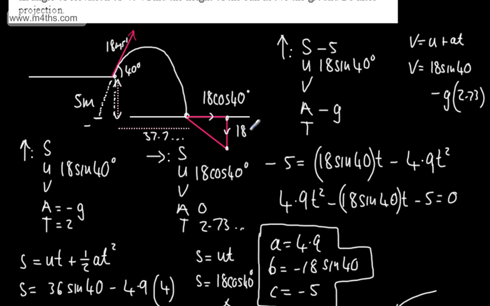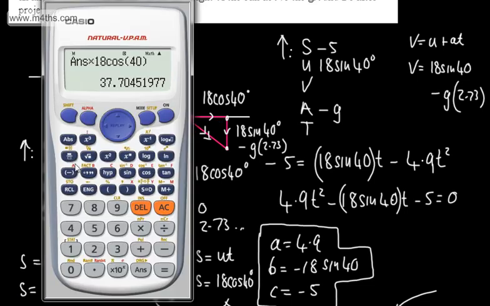So this is going to be 18 sine of 40 degrees minus g multiplied by our 2.73, and so on and so forth. Using basic Pythagoras, this one squared plus this one squared, square rooted, will give us the resultant velocity. So let's go ahead and do that. So this is now my answer.